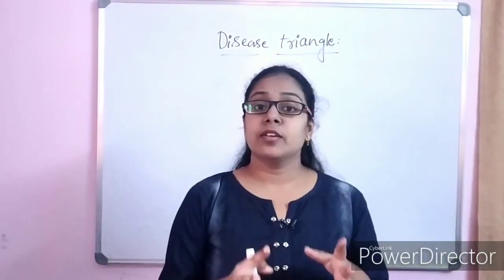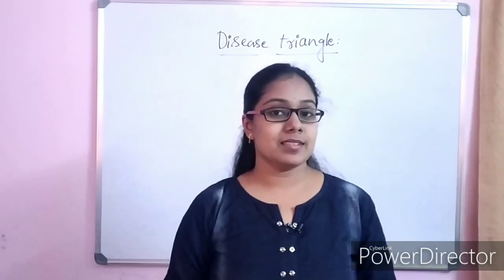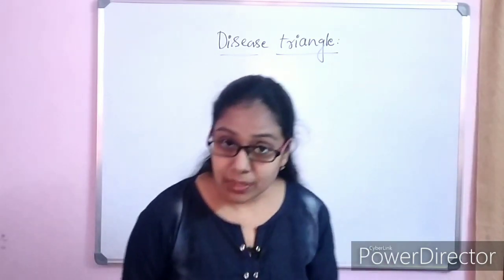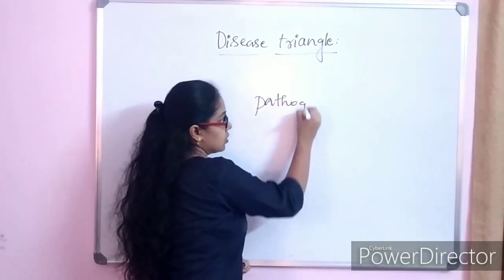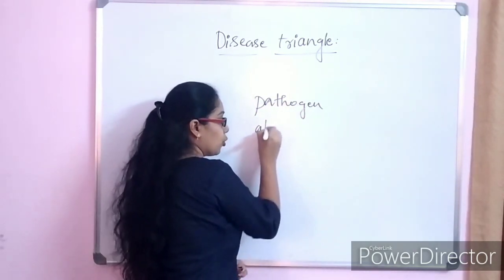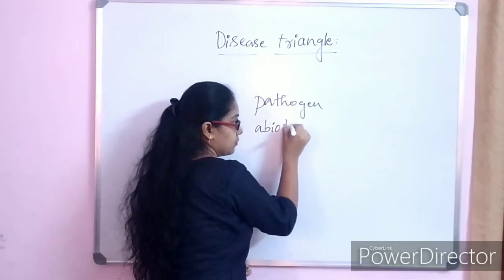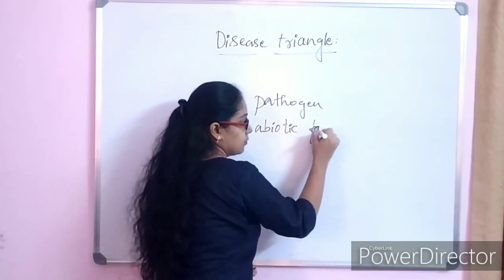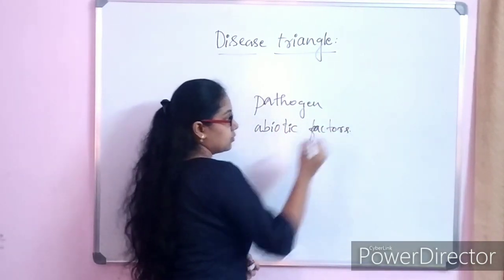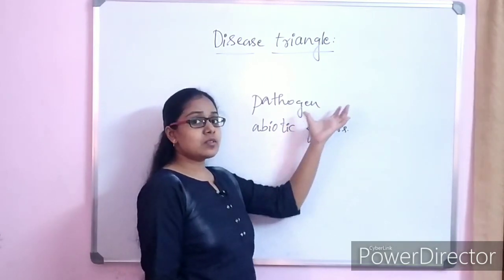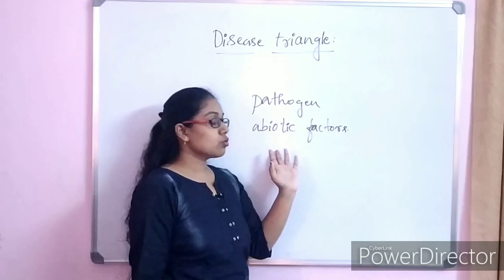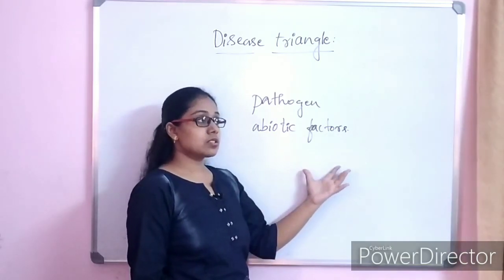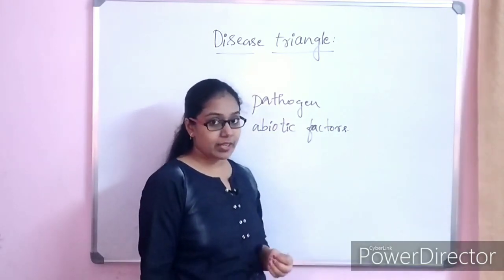Usually, plants become diseased when they're attacked by pathogens or abiotic factors. So, in plants, disease is only possible when they come in contact with the pathogen or the abiotic factors, which are also called environmental factors.